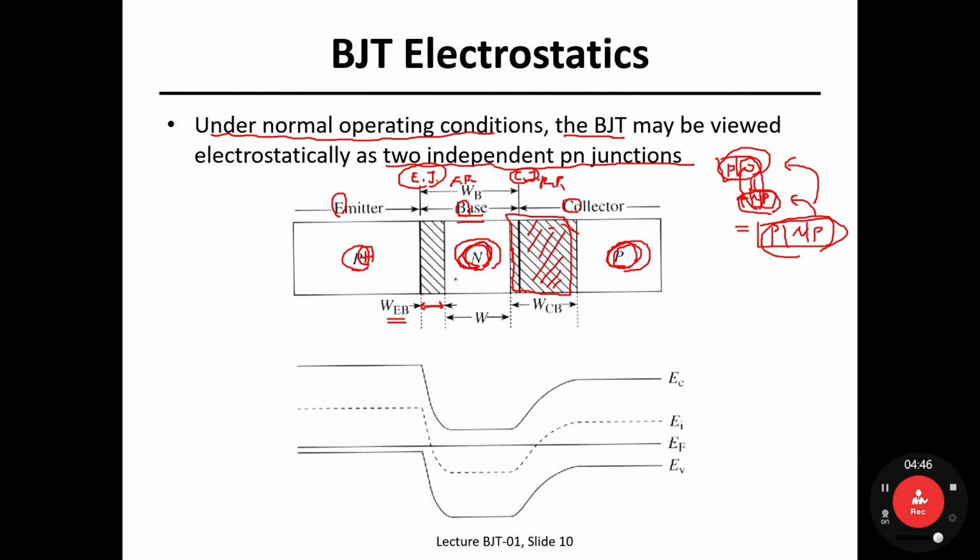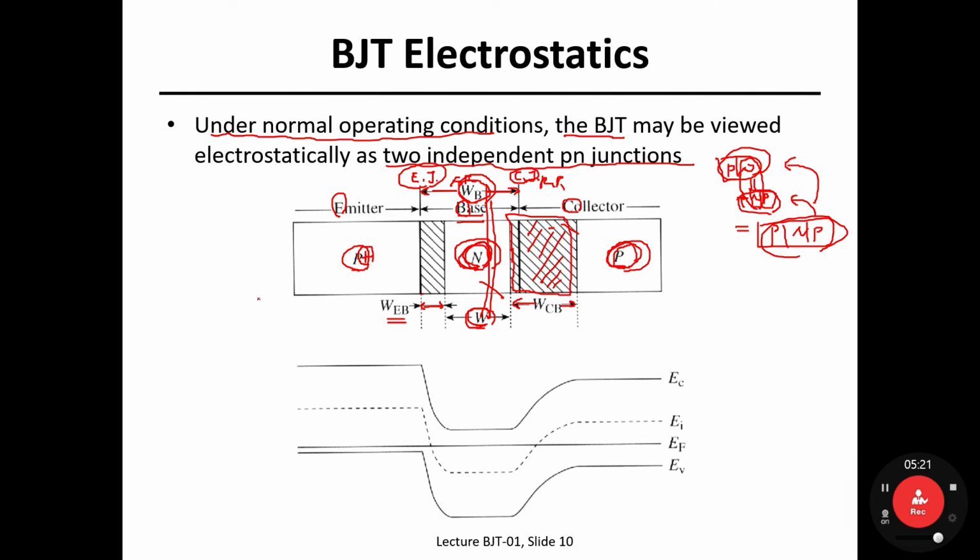One more thing: the depletion layer width between collector and base is denoted as W sub CB, and here W indicates the quasi-neutral region of the base. However, the physical width of the base is denoted as W sub B. So W sub B and W are quite different; they are not the same as each other.